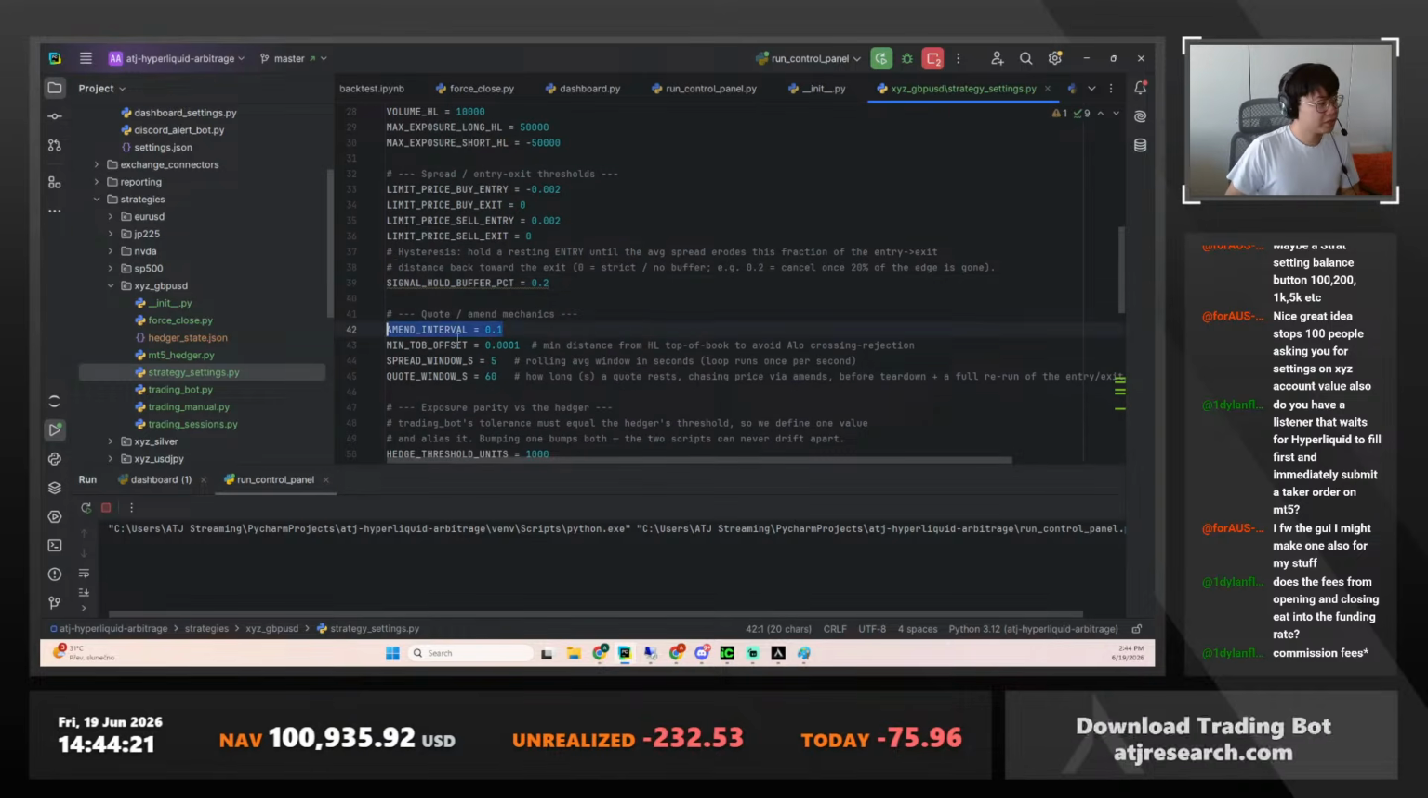So amend interval is the interval at which the limit prices update, right? So if the amend interval is 0.1, it means every 100 milliseconds, if there is a new price on MT5, it will then fire a new quote, right? So you are always quoting the most recent prices. And here, this is the minimum top of book offset, which is 0.001.